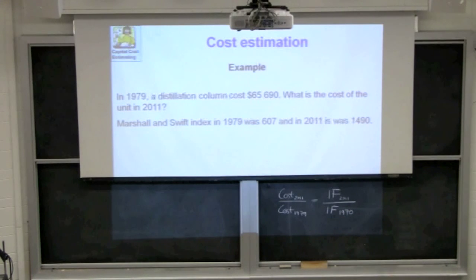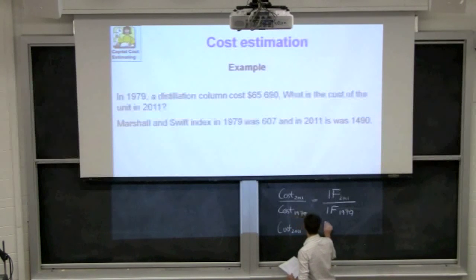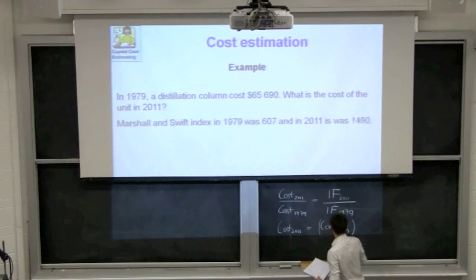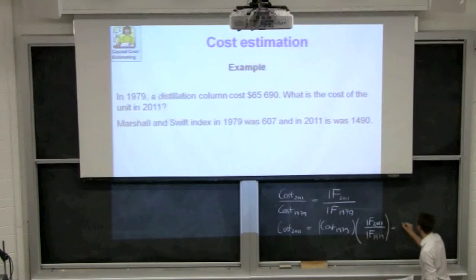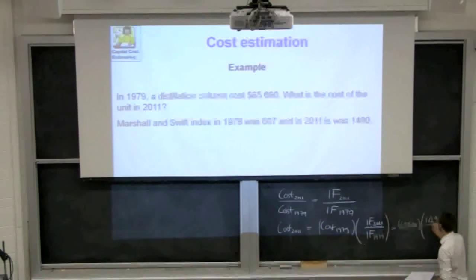Okay, so it works intuitively because the way those indexes work is that they're ratios. Essentially it says that the ratio of the inflation factor in 2011 to the inflation factor in 1979 is equal to the ratio of the cost in 2011 to the cost in 1979. So an inflation factor is essentially just a scaled cost. If we ratio it that way, then you can calculate that the cost in 2011 is equal to the cost in 1979 multiplied by the inflation factor ratio. In this problem the numbers are 65,690, and the numerator is 1490 and the denominator is 607.